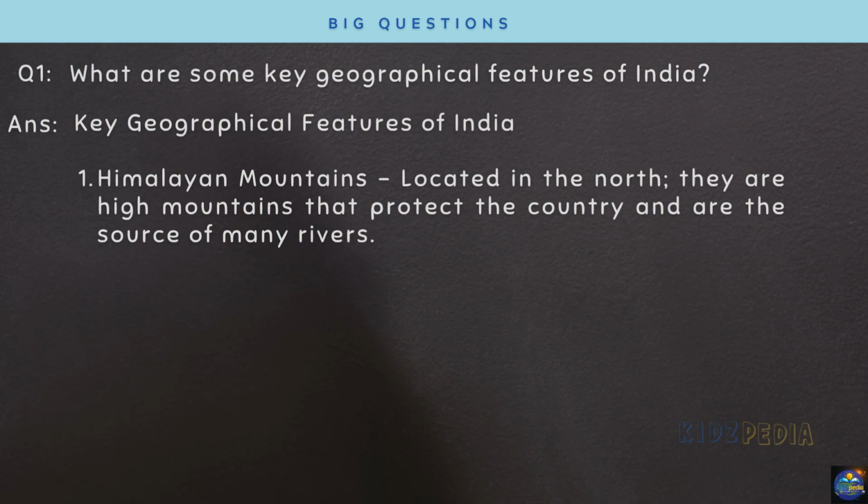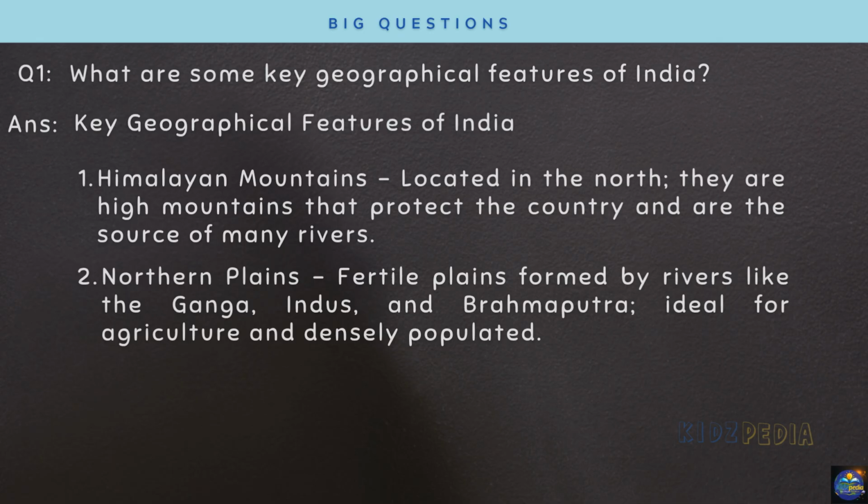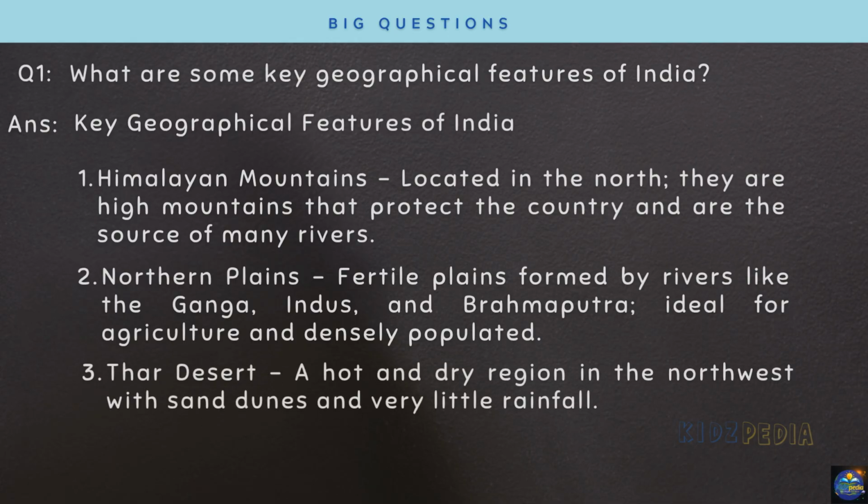Himalayan mountains, located in the north. They are high mountains that protect the country and are the source of many rivers. Northern plains, fertile plains formed by rivers like the Ganga, Indus and Brahmaputra, ideal for agriculture and densely populated. Thar Desert, a hot and dry region in the northwest with sand dunes and very little rainfall.